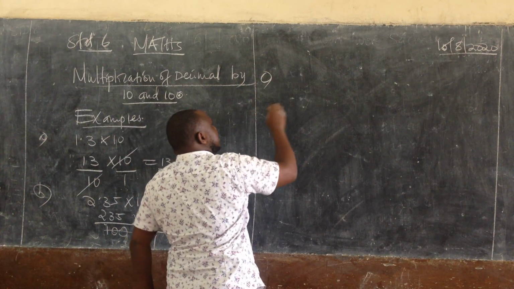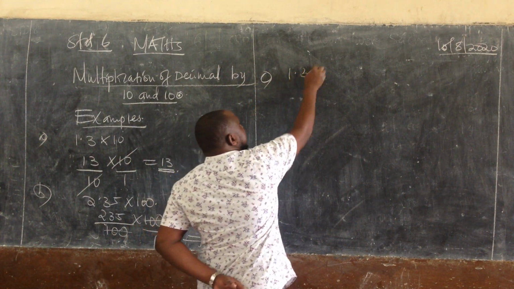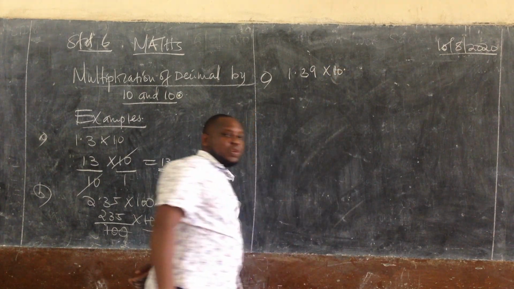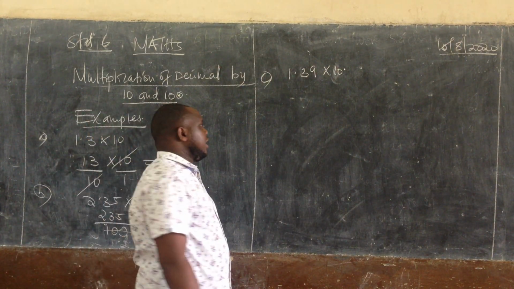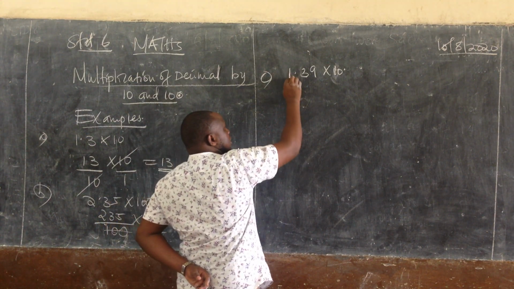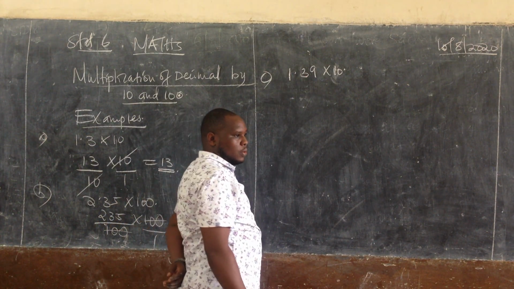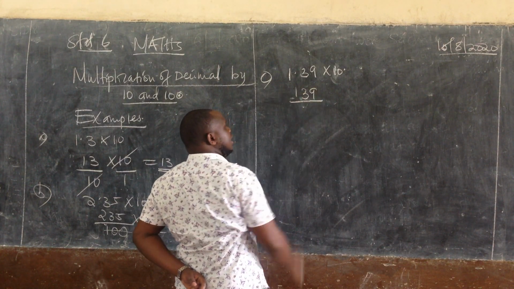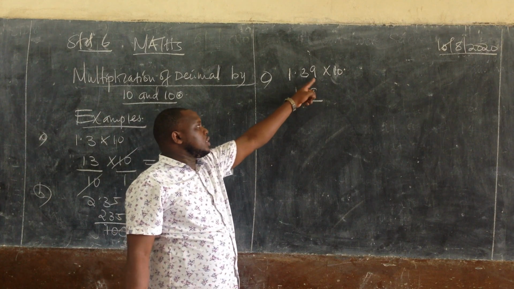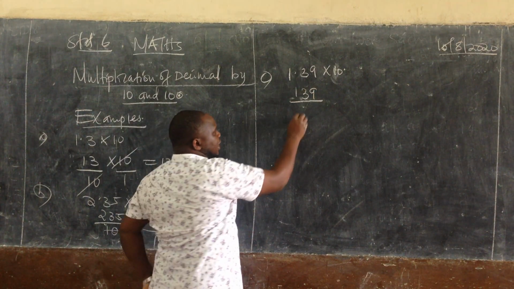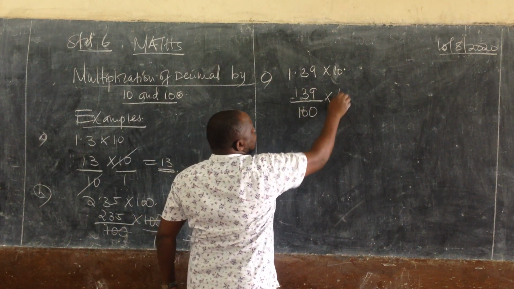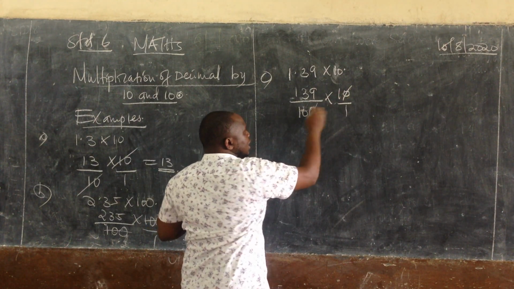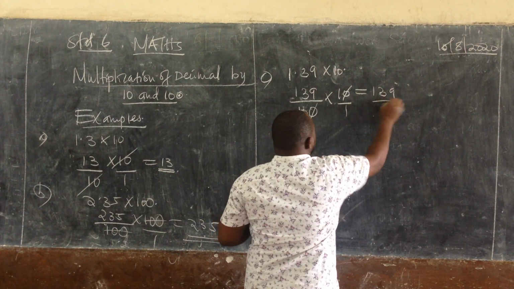If you have, for example, 1.39 times 10. How are we going to do this? It's very easy. Number one, change this into a fraction. Remove the decimal. So this is going to be 139 over a number with two zeros, because this has two decimal places. That is 100. Then you multiply that by 10 over 1. So you realize the 10 and this will cancel. So your answer is going to be 139 over 10.